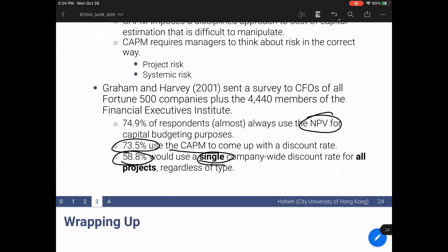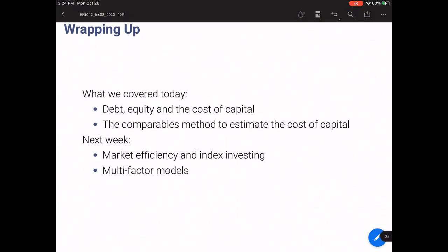Okay, so that's what we covered today. We covered how to derive the cost of capital of debt and equity, and then found ways to combine them into a single discount rate. And we also talked about comparable methods, which means that if we don't observe asset prices, stock prices, or debt prices, the next best alternative is to come up with a set of comparables to derive these measures. And we take a simple average to come up with the cost of capital.